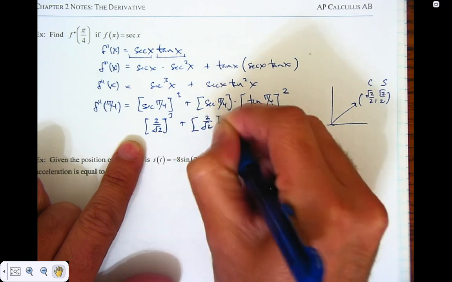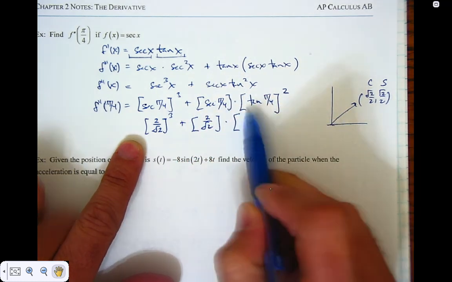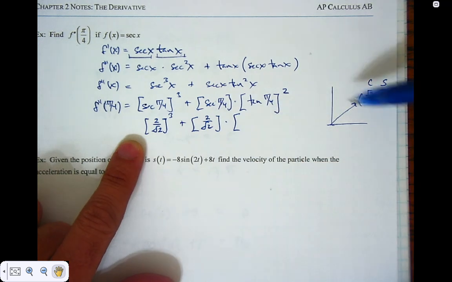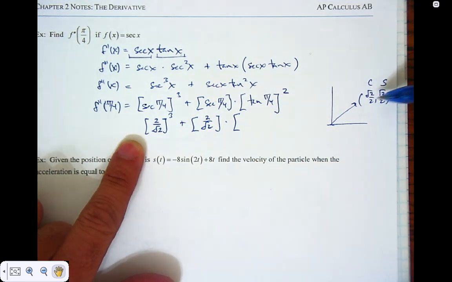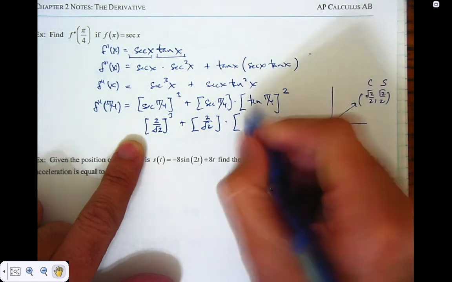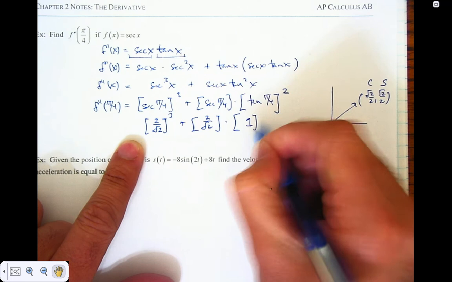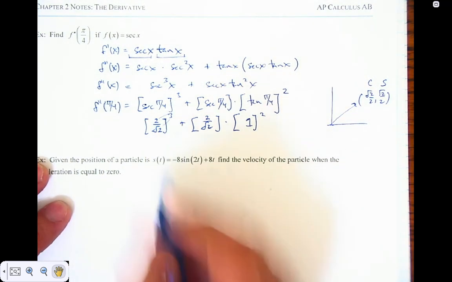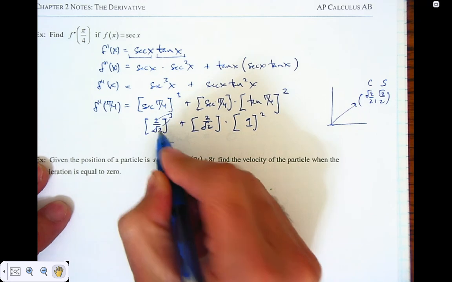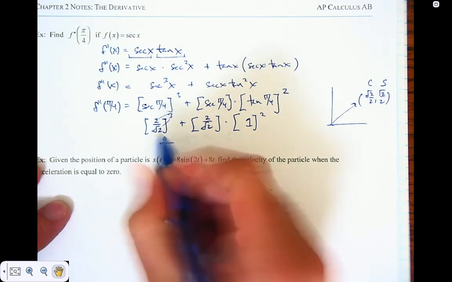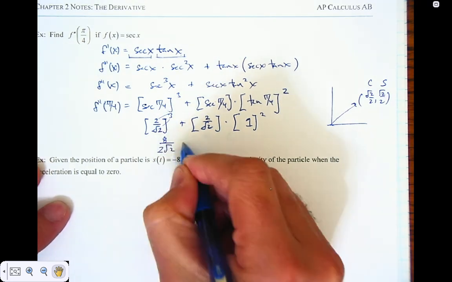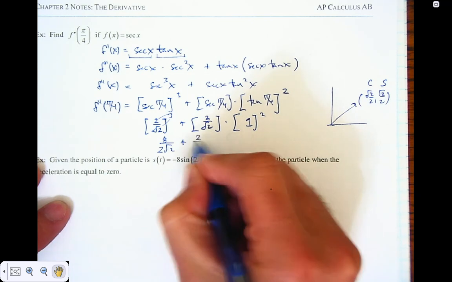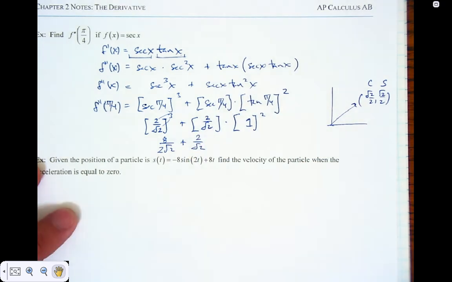So this becomes 2 over the square root of 2 cubed, plus, again, we just said that that was 2 over the square root of 2, times, well, what's the tangent of pi over 4? Tangent of pi over 4, by definition, would be the sine value divided by the cosine value. Well, since they're the same value, tangent of pi over 4 is just 1 squared. Okay, so let's cube this and cube that, and we get 8 over root 2 times root 2 times root 2 is 2 root 2 plus 2 over root 2.